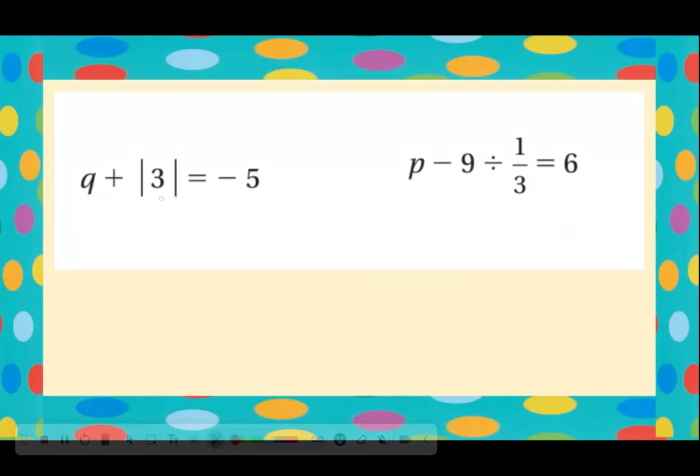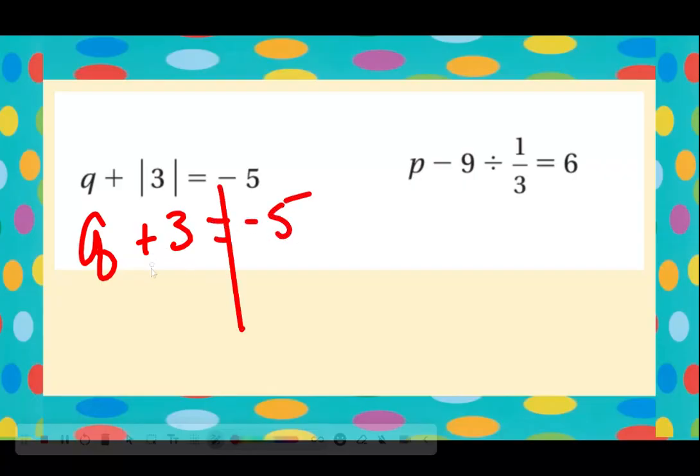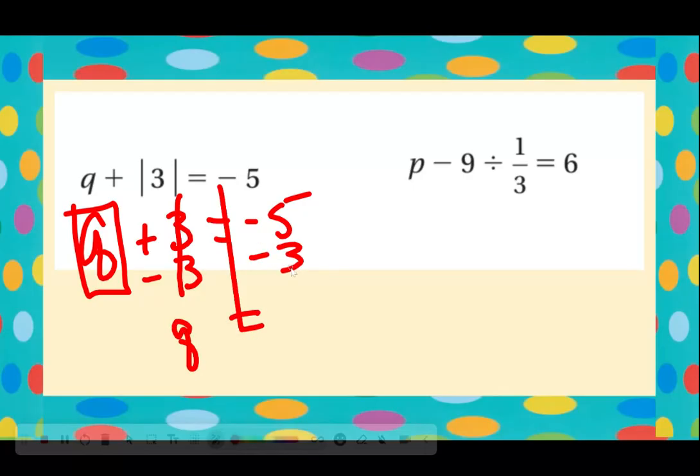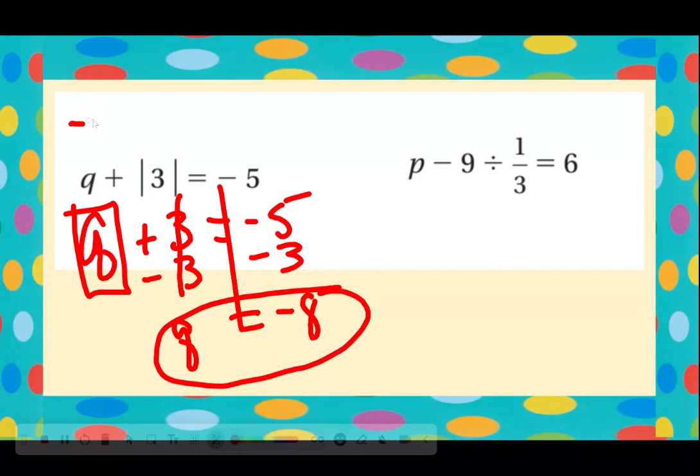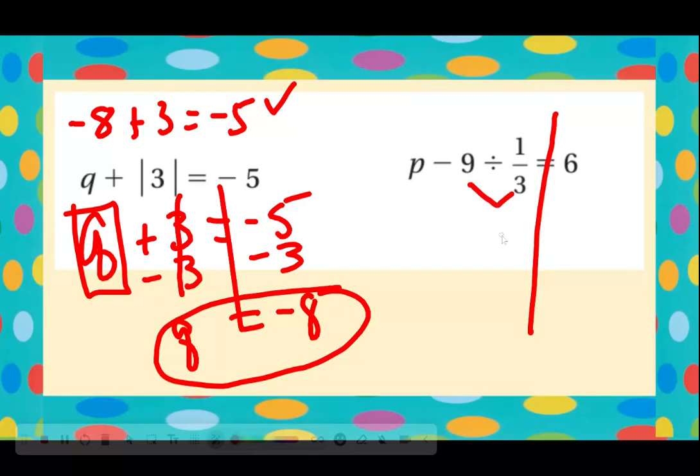Okay, here we have q plus the absolute value of 3 equals negative 5. So I'm just going to rewrite q plus 3, since the absolute value of 3 is 3, equals negative 5. Then we're going to subtract 3 from both sides because we need to isolate this variable. Negative 3 and positive 3, we're left with just q on the left. What you do to one side, you do to the other. So negative 5 minus 3 is negative 8. So q equals negative 8. Substituted in, it's negative 8 plus 3 equals negative 5. Yes, it does.